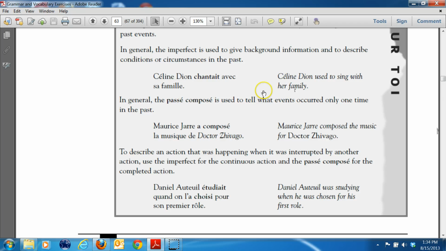In general, passé composé is to tell when events occurred only one time in the past. In other words, it had a definite beginning and end. You could see it on a timeline as a point on a timeline. Maurice Jarre a composé la musique de Dr. Zhivago.